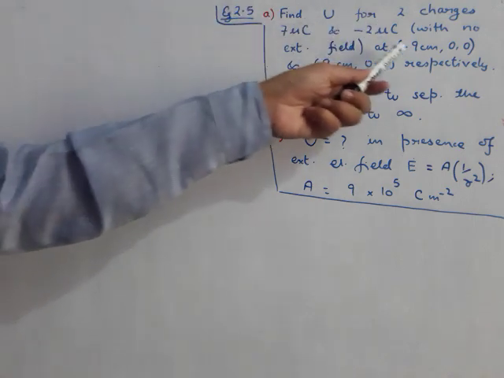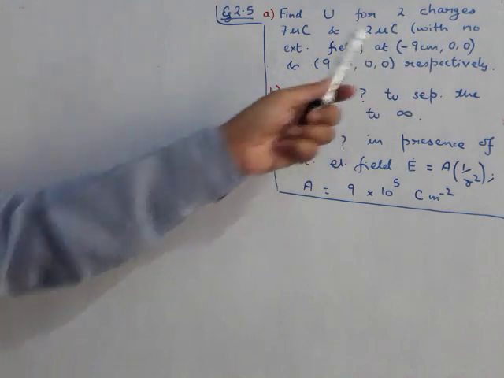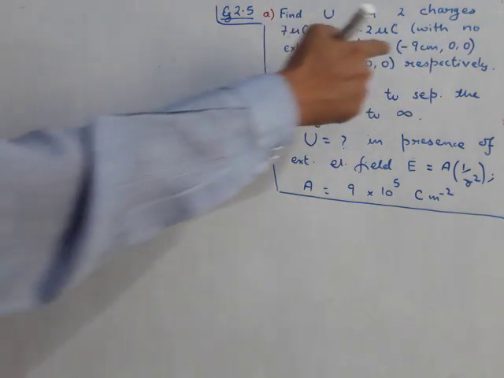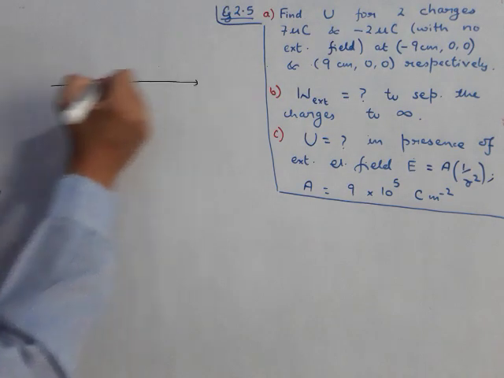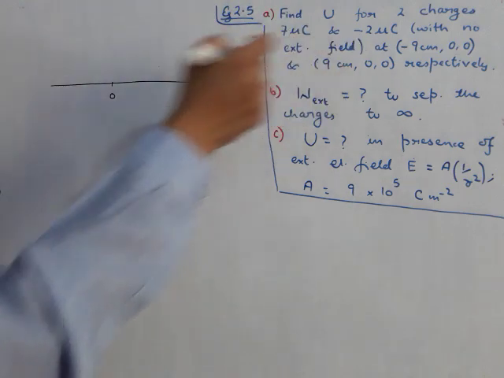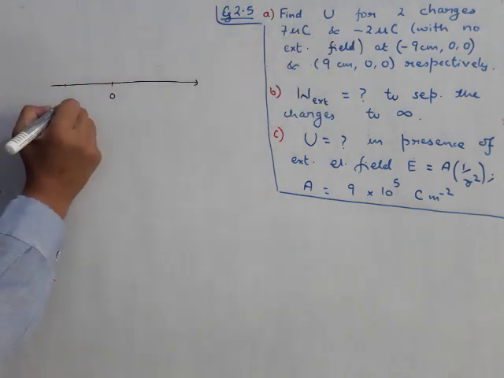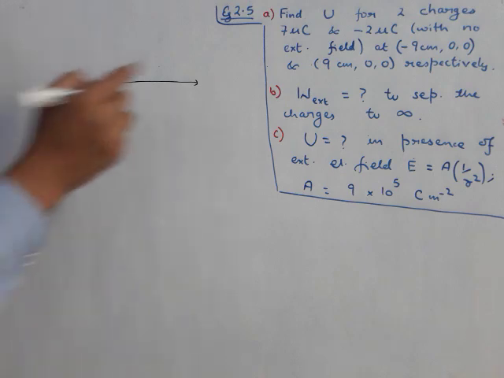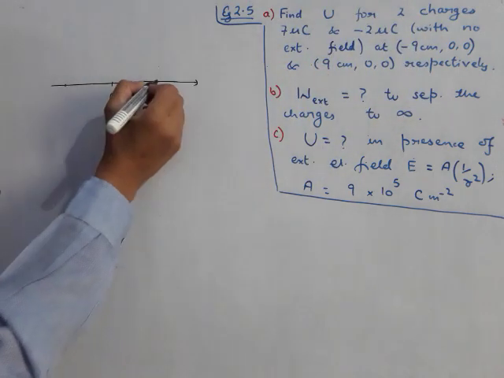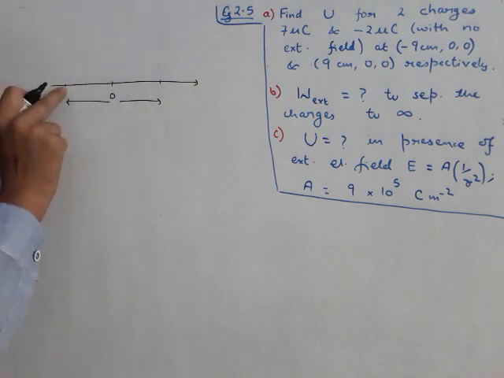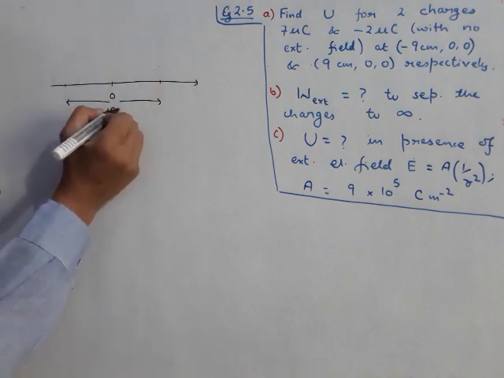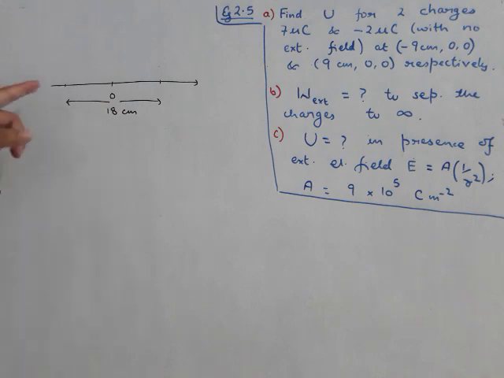Their locations are given as (minus 9 cm, 0, 0) and (plus 9 cm, 0, 0). It is clear that these two locations are on the x-axis. Suppose this is the origin, so minus 9, 0, 0 will be 9 cm to the left of the origin, and plus 9, 0, 0, this one, will be to the right of the origin. So this is 9 cm, this is 9 cm. So the total distance from this point to this point will be how much? 18 cm. It is this distance between the two charges which we need.